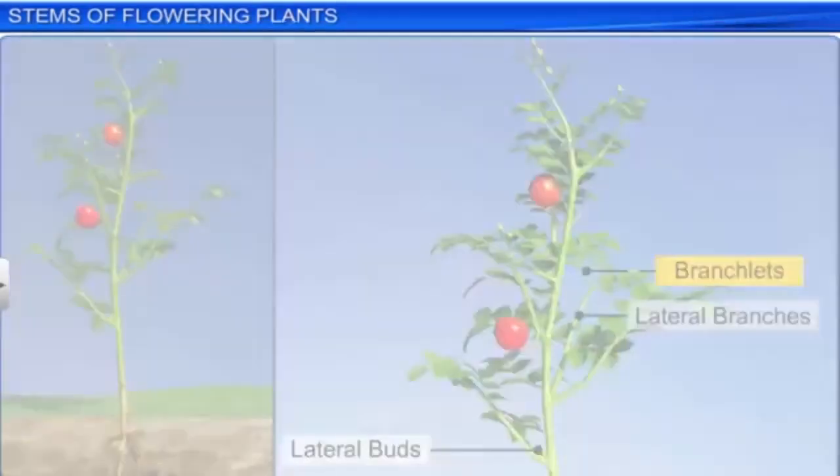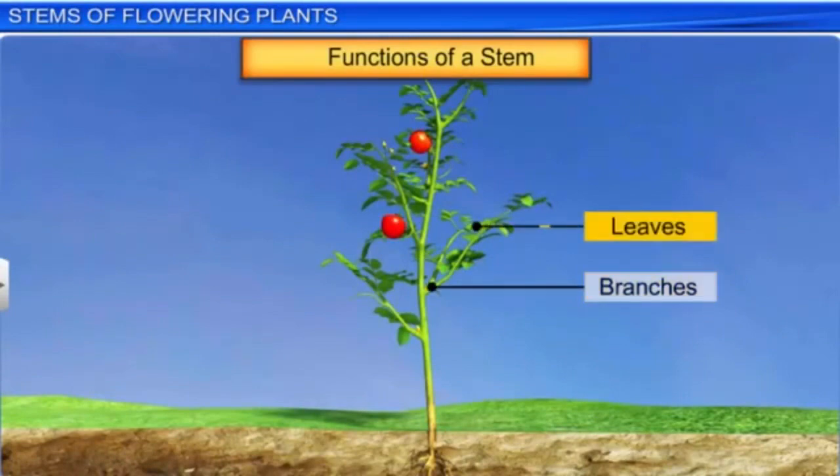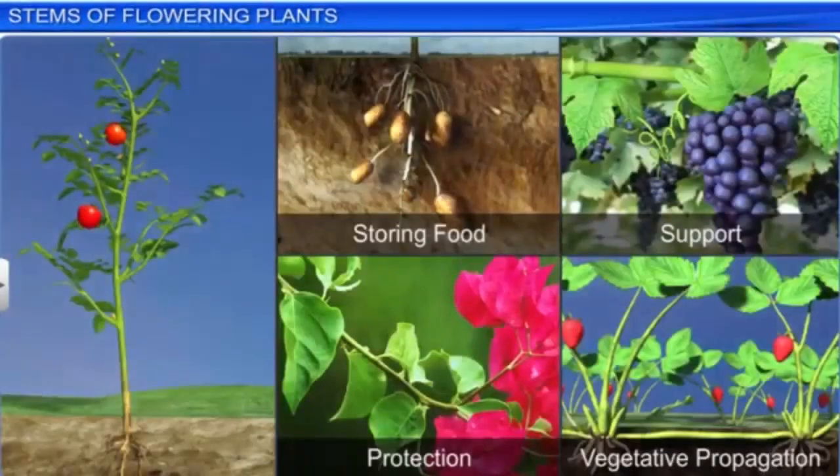Now, let's learn about the functions of a stem. The stem, along with its branches, holds the leaves, buds, flowers, and fruits. It transports water, minerals, and photosynthates between the roots and the shoots. Apart from these functions, the stems of many plants get modified to perform functions like storing food, providing support, protection, and aiding vegetative propagation.